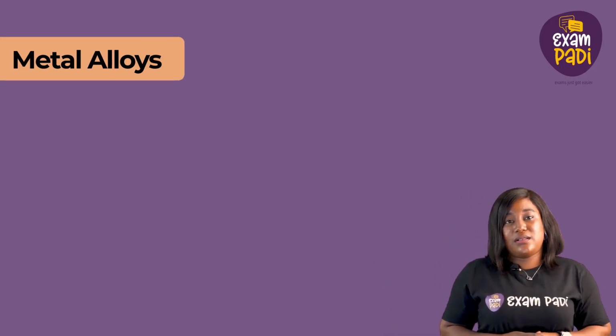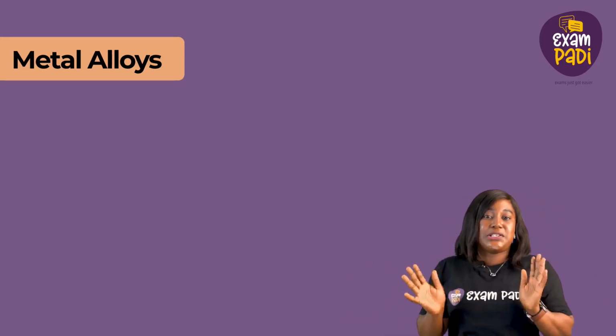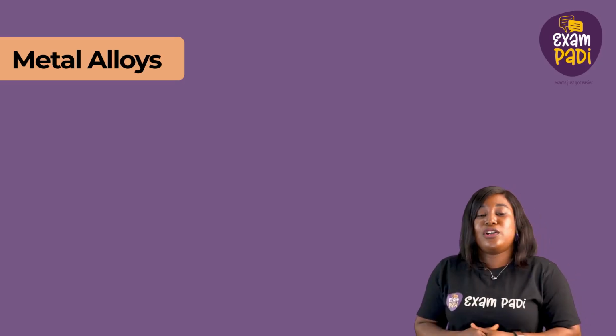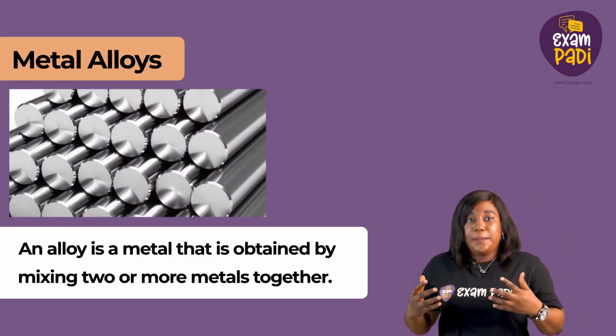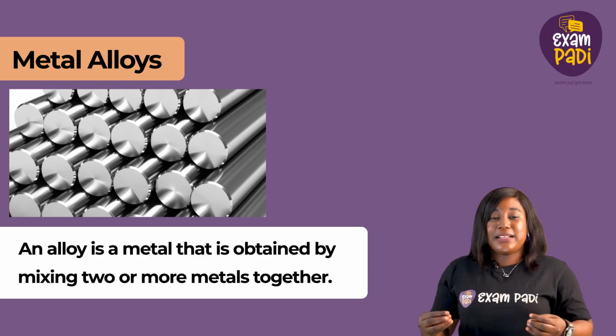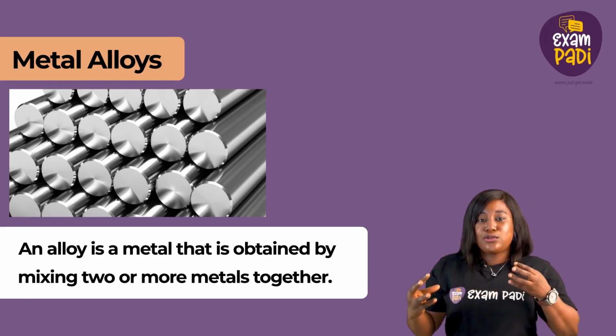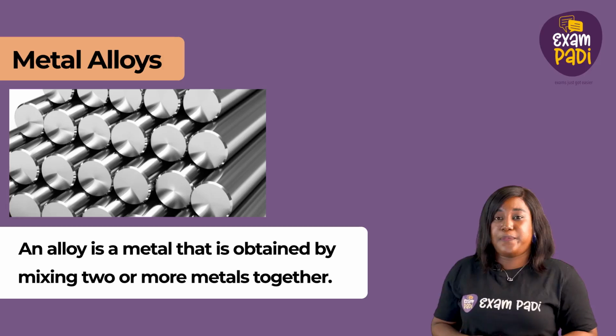We also have what we call the metal alloys. Now, metal alloys is a little bit different from all of the other types of iron that we have described earlier. Metal alloys is a metal that is obtained by mixing 2 or more metals together.